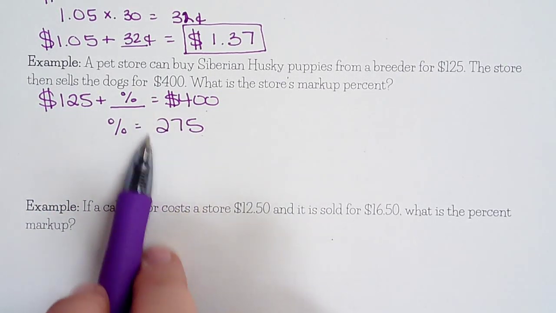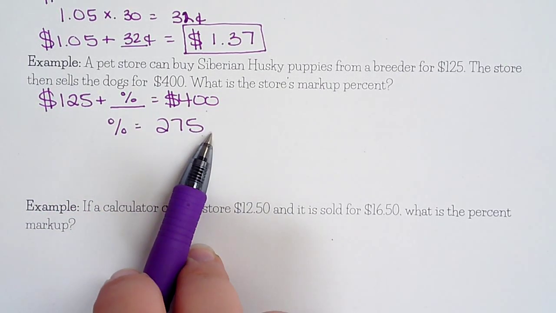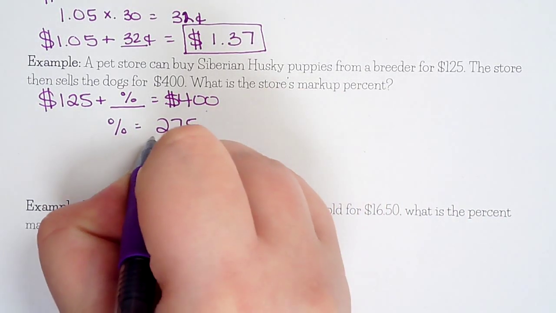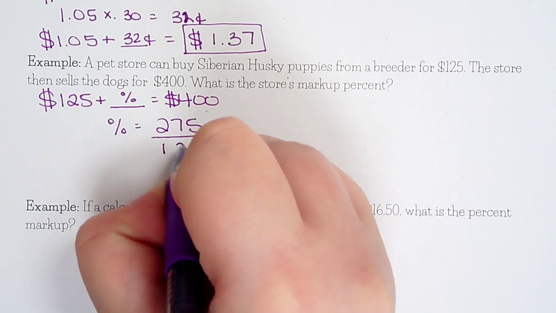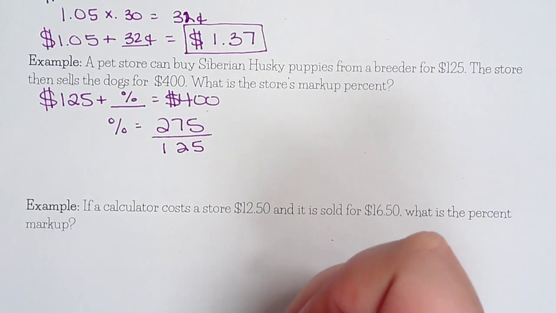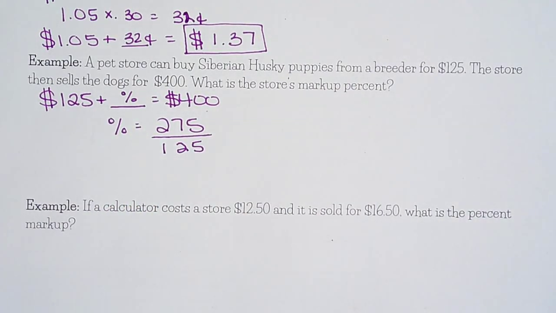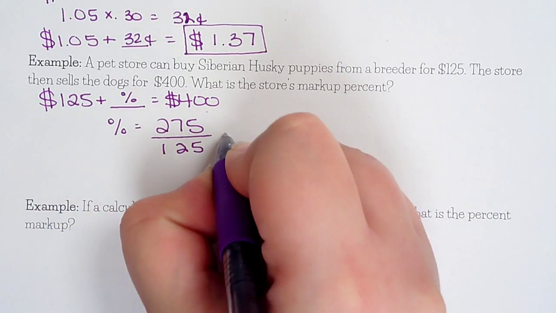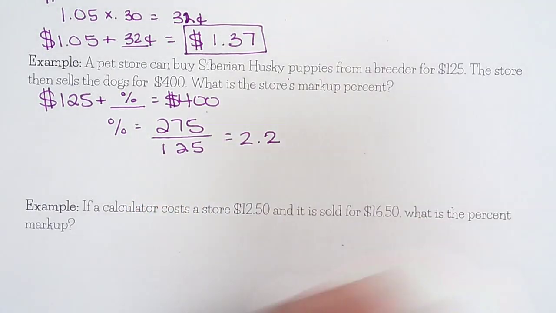So how do we find the markup amount in percentages? Well, we have to divide the 275 by the original amount. We have to see by what percent it increased. So when we do 275 divided by 125, our answer in the calculator is 2.2.